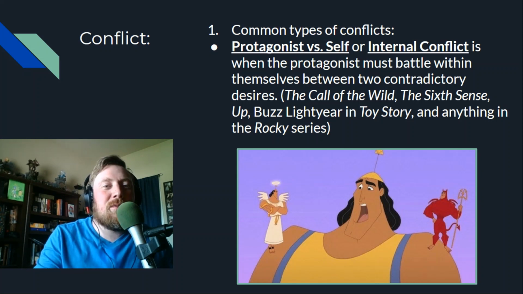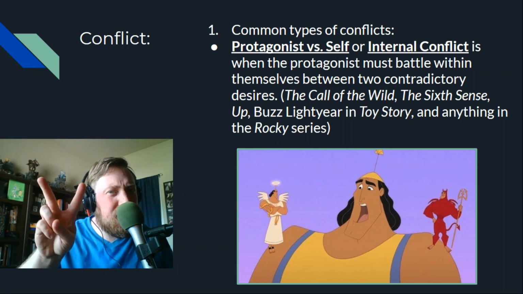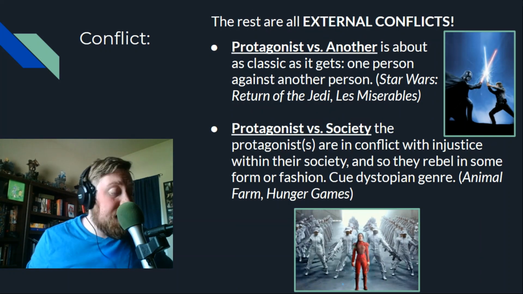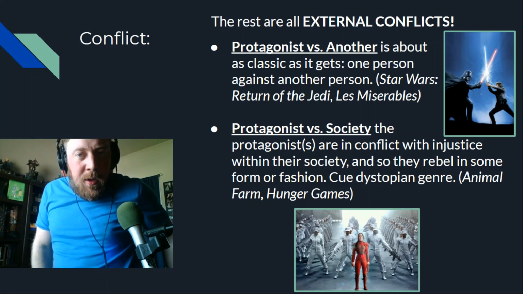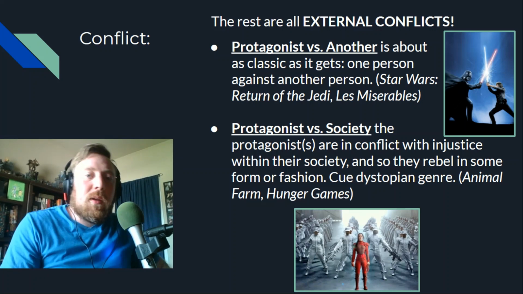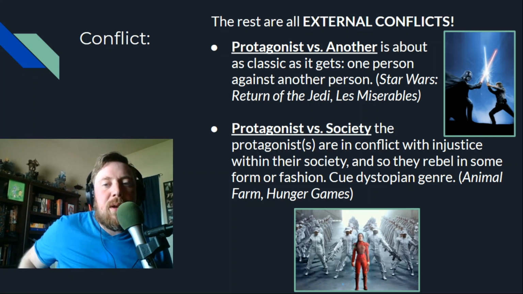So that is your very first type of conflict, and it's the only type of internal conflict. Two big main types: internal, and the only type of internal is protagonist versus self. Now, the rest are all external conflicts. That's your other big category, okay? External conflict is something that is outside of the character or outside of the main protagonist.